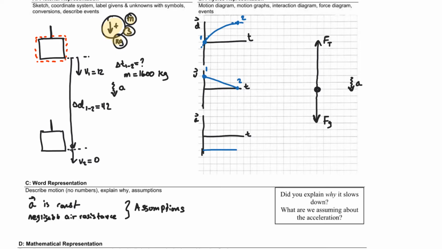Note that I've also assumed that the acceleration is actually going down. That's okay, because if we have to use the acceleration value, we'll just make sure that we're plugging in the proper value when we are doing our calculations. Our next step is the mathematical representation.